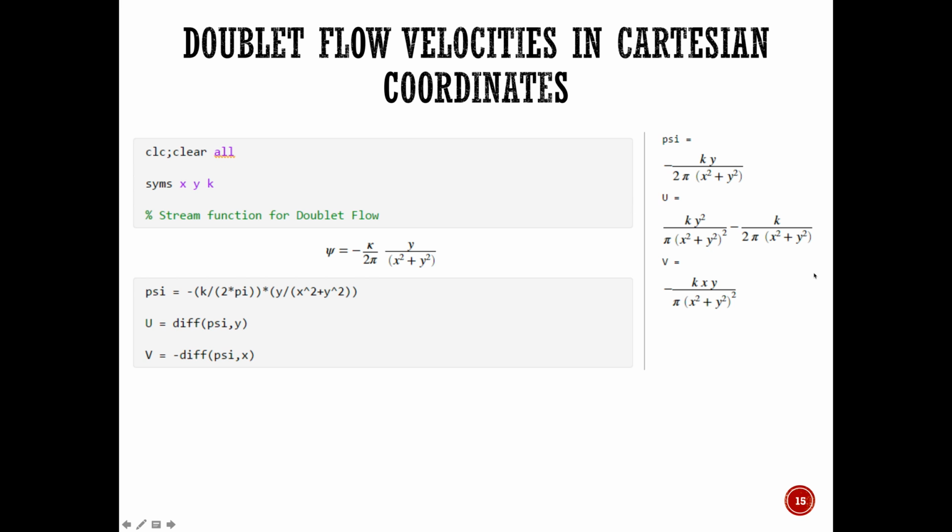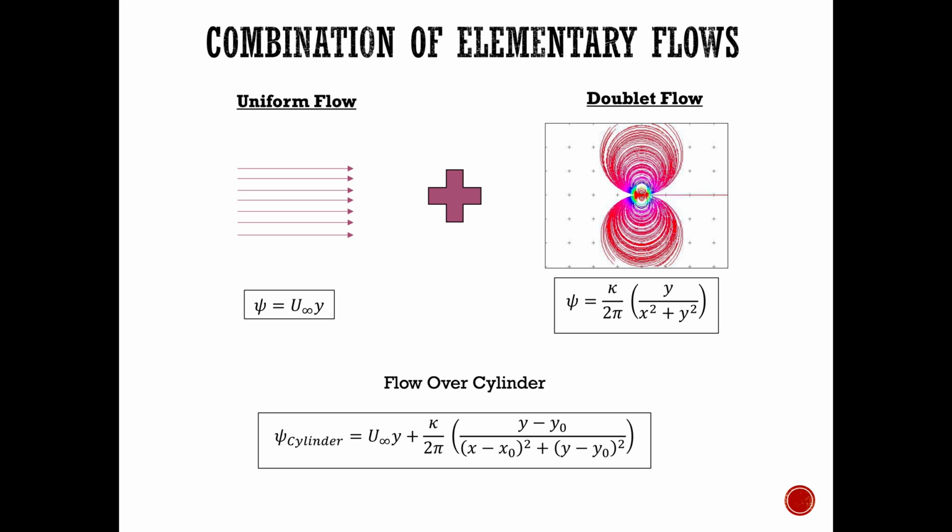Now, let's watch what happens. Just like how we superimposed uniform source and sink, we're going to superimpose uniform and doublet flow. And in the end, the result is basically flow over a cylinder, which is, again, pretty cool. So flow over cylinder, again, you have the free stream component and you have this doublet component. Please make sure to keep the y0 and x0 in there, because that'll allow you to change the location of the doublet.